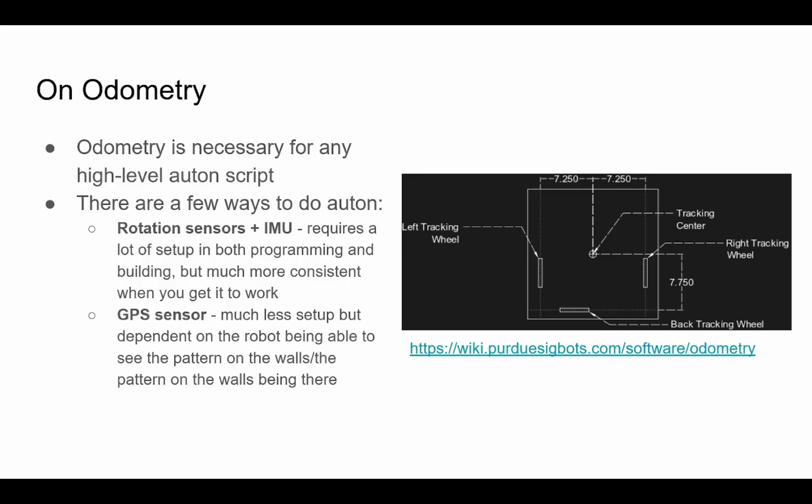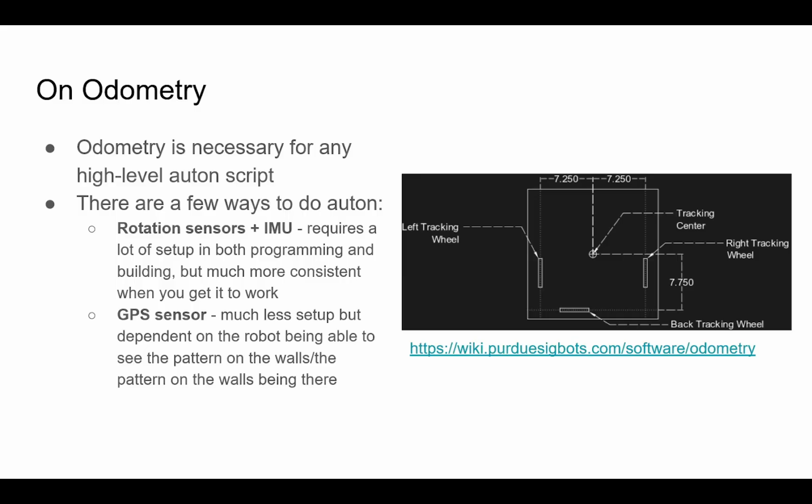This requires a lot of setup through both programming and building. You need to build the robot explicitly for odometry. You can see a picture of some of the things that you might need for an odometry script on the side, and also a link that I'll add in the description for some resources on how to do the math behind it. This setup is important because if you actually get it to work, it's much more consistent than most other options that you have.